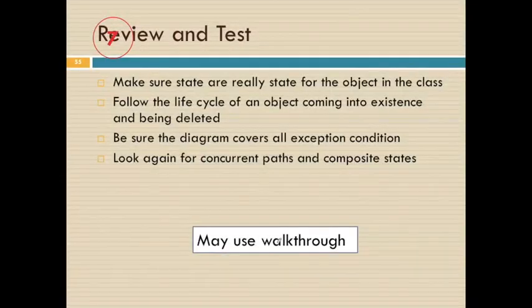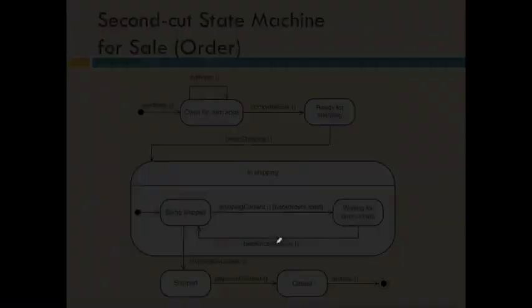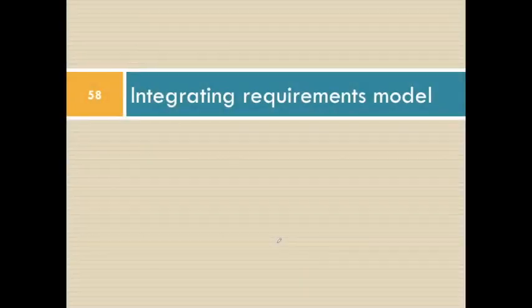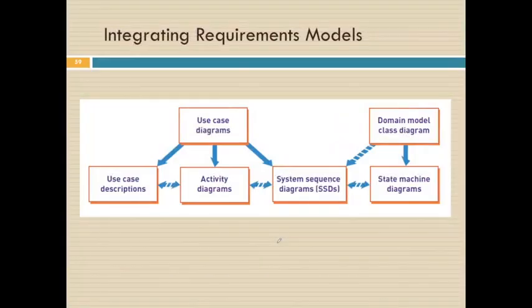So we are done with all the models in our subject. This is the last diagram, and lastly, how to integrate the requirements model. Basically, each and every model is connected and related to the others. We have the use case diagram, which is then expanded into the use case description, which can assist in developing the activity diagram, the system sequence diagram, the DCD, and also the state machine diagram.